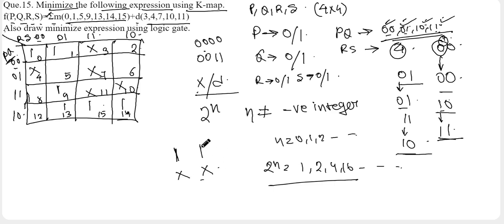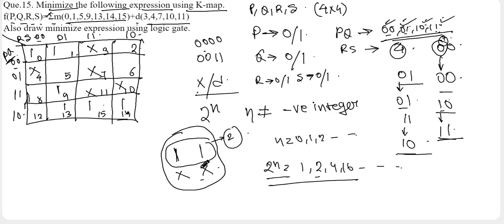Okay, so we can make a combination of 1 and 1. It will make us a group of 2, which is allowed in our rule, because we have to make groups of size 2 to the power n. So this is allowed. But if we take the group of 1 1 and also include these don't care terms here, this will make a group of 4. So this is also allowed.